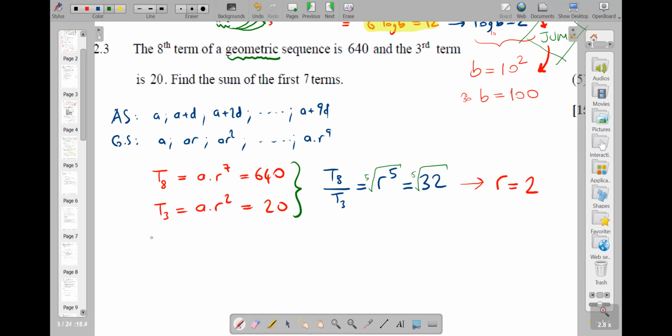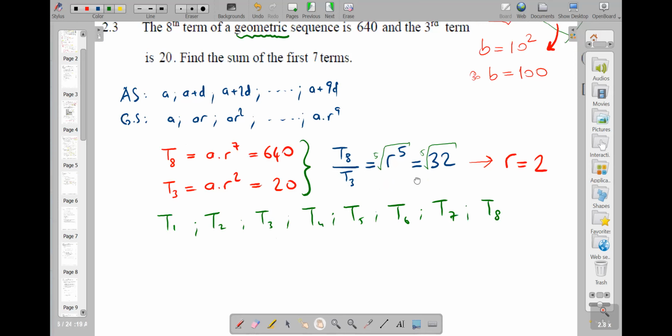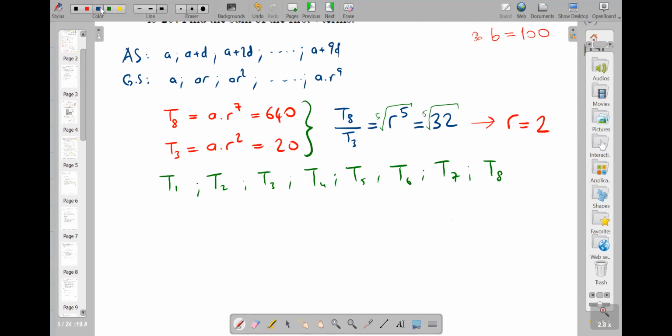So do I know the first term? No, which is a. Do I know the second term? No. Do I know the third term? Yes, I will write it. Then the fourth term, fifth term, sixth term. I will be writing this, don't worry. The question only requires the sum of the first 7 terms anyway. So the ones that we know: the third one was 20, and the eighth one was 640.